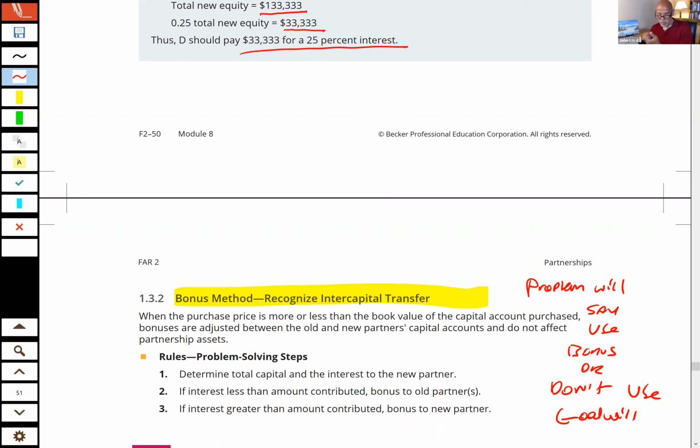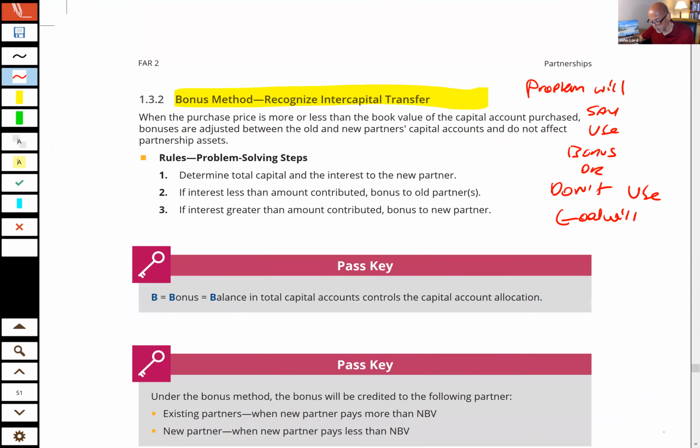If they're telling me what the new partner is going to bring in, I'm not having to calculate that. And then they're going to have to instruct me to either use the bonus method or tell me don't use the goodwill method. Or if they want me to use the goodwill method, they'll have to say don't use bonus or use goodwill, right? Okay. So when they tell me what the new partner is bringing in, that's what we're going to see here.